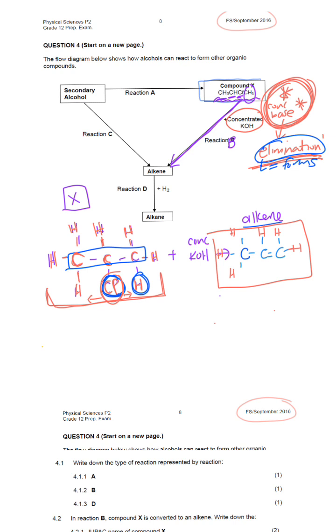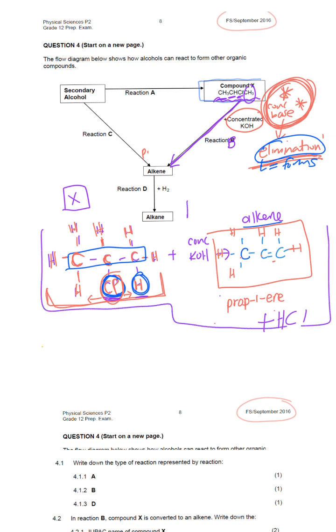And if we name our alkene, 1, 2, 3 in the main chain, so parent name is prop. We see the double bond, so we know that there's going to be a name ending in "-ene", and the double bond is at number 1. So prop-1-ene. That is the name of this alkene. And the other product that would form would be HCl, because remember, the hydrogen and the chlorine were eliminated. So this is your balanced equation for reaction B.